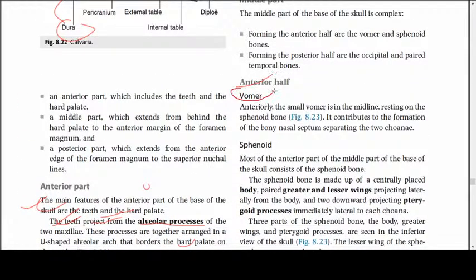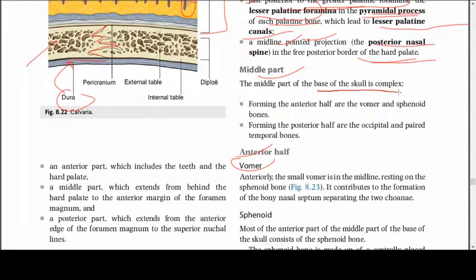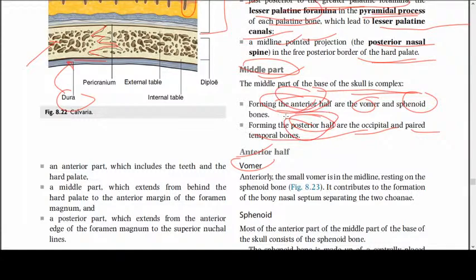Anterior half: vomer bone. The vomer is in the middle part of the base of the skull, forming the anterior half along with the sphenoid bone. So the middle part is further divided into an anterior half and a posterior half. The anterior half consists of the vomer bone and the sphenoid bone, whereas the posterior half consists of the occipital bone and the petrous temporal bone. Again, I'm repeating this: the middle part of the inferior skull is divided into anterior and posterior parts.